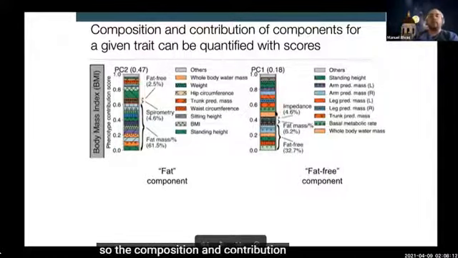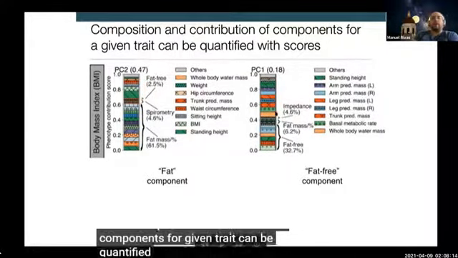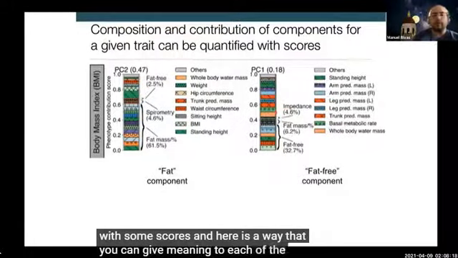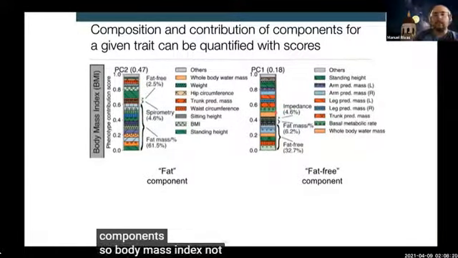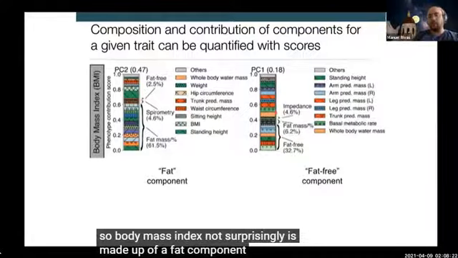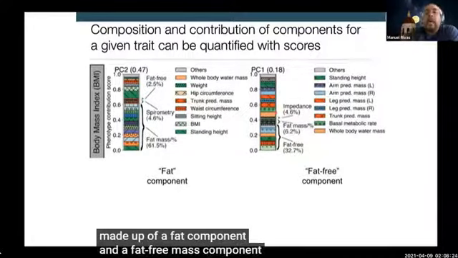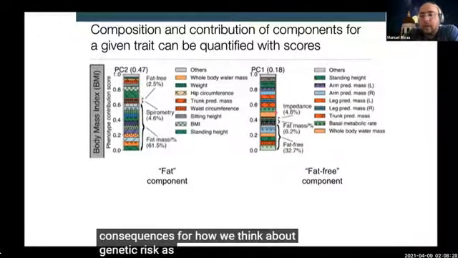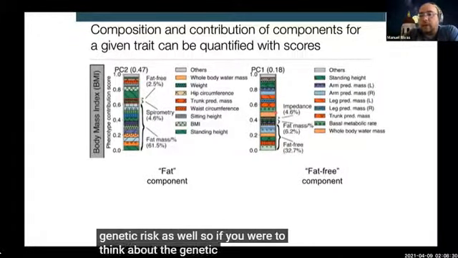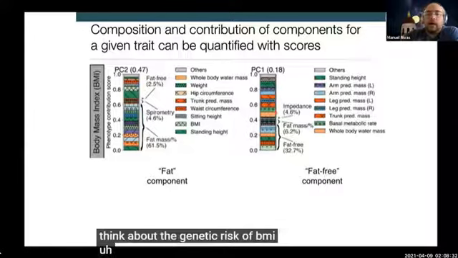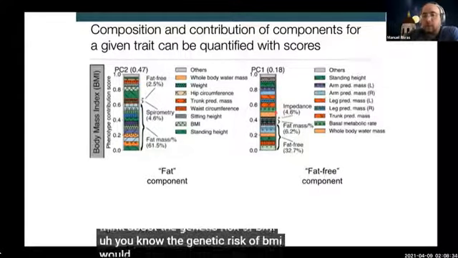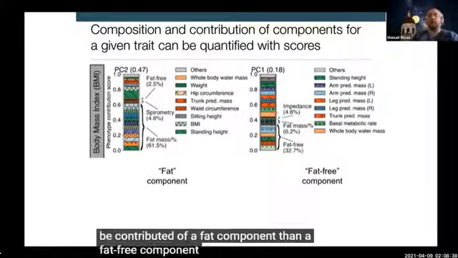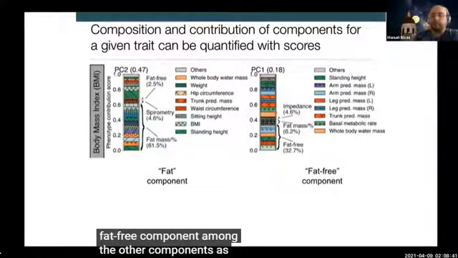So the composition and contribution of components for a given trait can be quantified with some scores, and here is a way that you can give meaning to each of the components. Body mass index, not surprisingly, is made up of a fat component and a fat-free mass component. Now, this has consequences for how we think about genetic risk as well. The genetic risk of BMI would be contributed by a fat component and a fat-free component, among the other components as well.